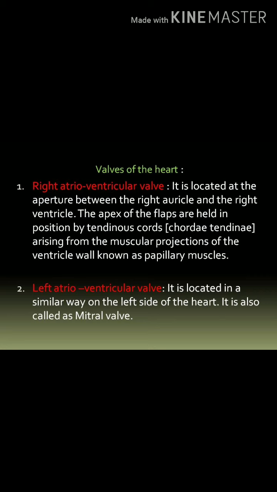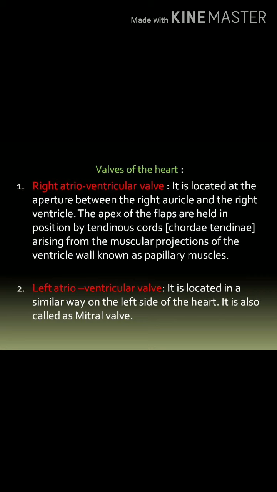First one, right atrioventricular valve. Right atrioventricular valve is called a tricuspid valve. It is located at the aperture between the right auricle and the right ventricle. It has three thin triangular leaf-like structures that we call flaps or cusps. That's why it is called tricuspid valve.